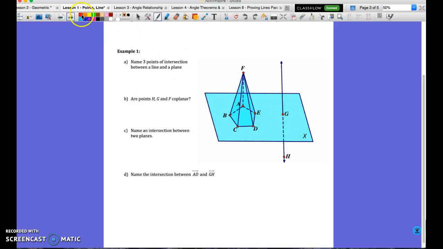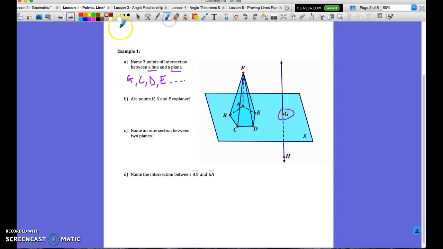Okay, let's go ahead and give the answers to these examples. You've been asked to name 3 points of intersection between a line and a plane. And so the obvious and easy one, of course, is point G. It is the point of intersection between GH and plane X. Others that are maybe less obvious because the diagram does not make it obvious that it's a line, but in fact, point C, D, E, and so forth are all points of intersection.